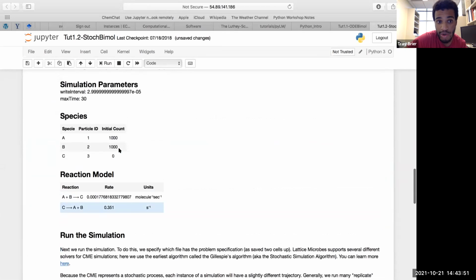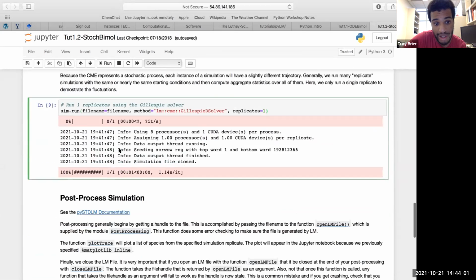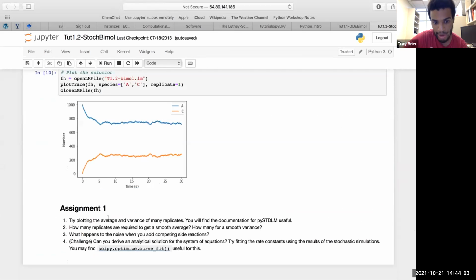Feel free to manipulate the programs in any way, change the reaction schemes, change the kinetic rate, to get an idea of how it impacts the kinetics of the system. And there are also some little assignment type questions to give you some idea or some challenge type things to do within the tutorials.